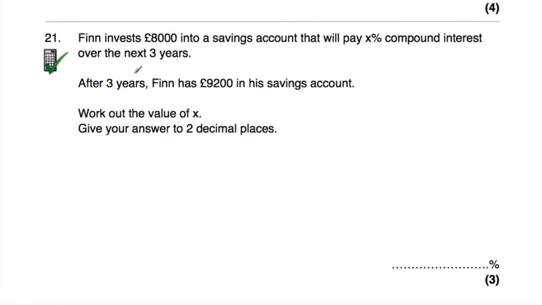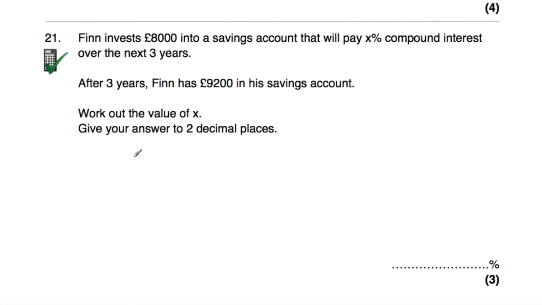So question number 21 says that Finn invests £8,000 in a savings account that will pay X% interest, compound interest, over the next 3 years. And after 3 years, he's got £9,200 in the savings account. And we've been asked to work out X, the percentage increase, and we need to give our answer to 2 decimal places. So this question is a little bit different than the ones we've looked at so far, because we know how much he's invested, we know how long he's invested it for, we actually know how much money he's got at the end of that investment period, that 3 years, but we don't know the interest rate.